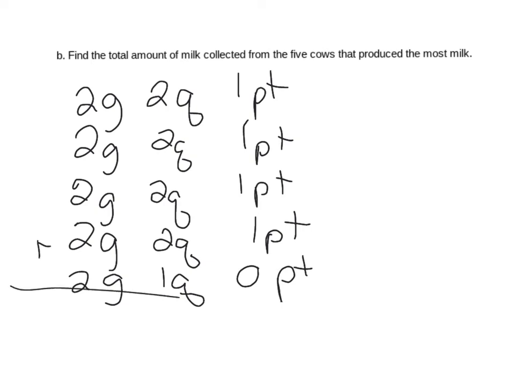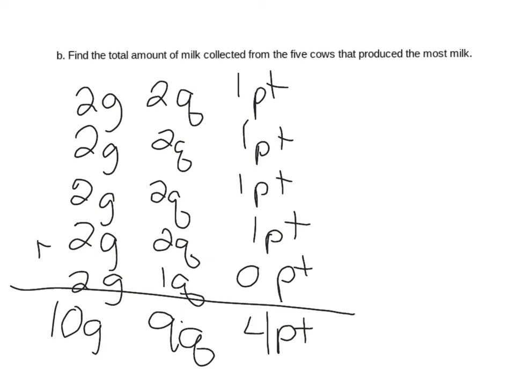And now all we need to do is add these all together. So we have 1, 2, 3, 4 pints. We have 2, 4, 6, 8, 9 quarts. We have 2, 4, 6, 8, 10 gallons. Okay, now this is correct, except we can convert pints to quarts and quarts to gallons and try to make them in their simplest terms.